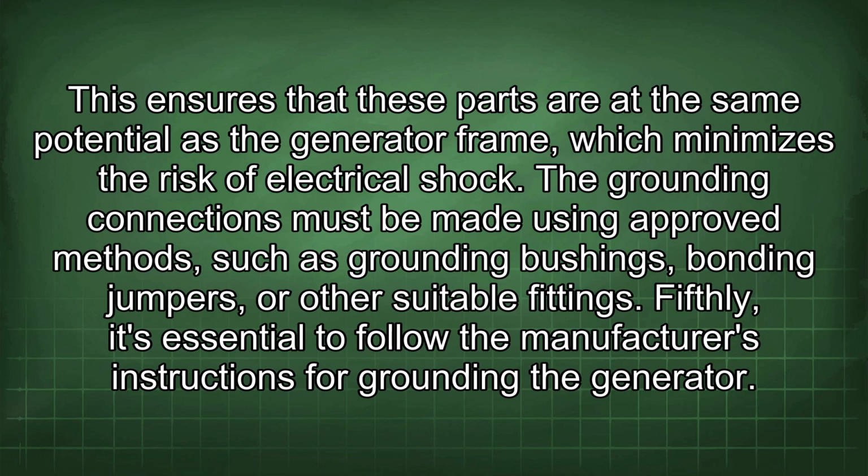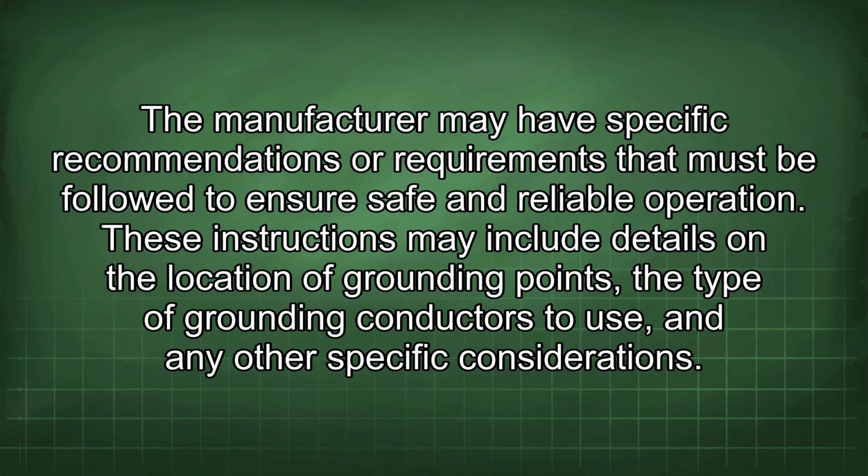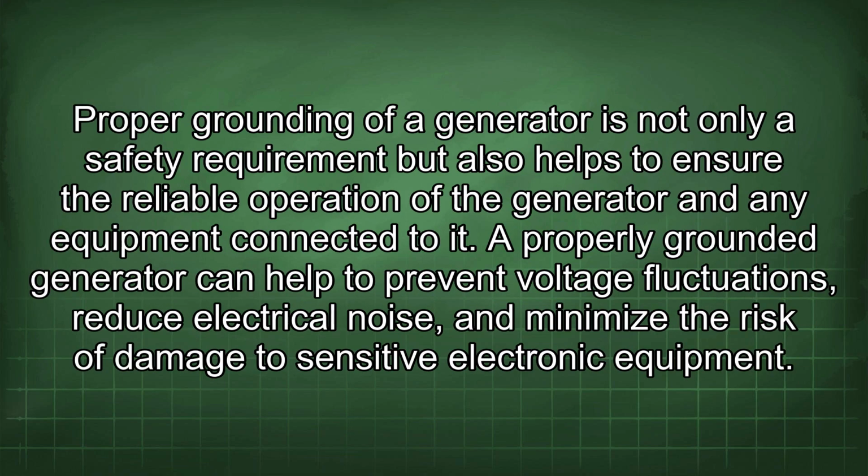Fifthly, it's essential to follow the manufacturer's instructions for grounding the generator. The manufacturer may have specific recommendations or requirements that must be followed to ensure safe and reliable operation. These instructions may include details on the location of grounding points, the type of grounding conductors to use, and any other specific considerations. Proper grounding of a generator is not only a safety requirement but also helps to ensure the reliable operation of the generator and any equipment connected to it.